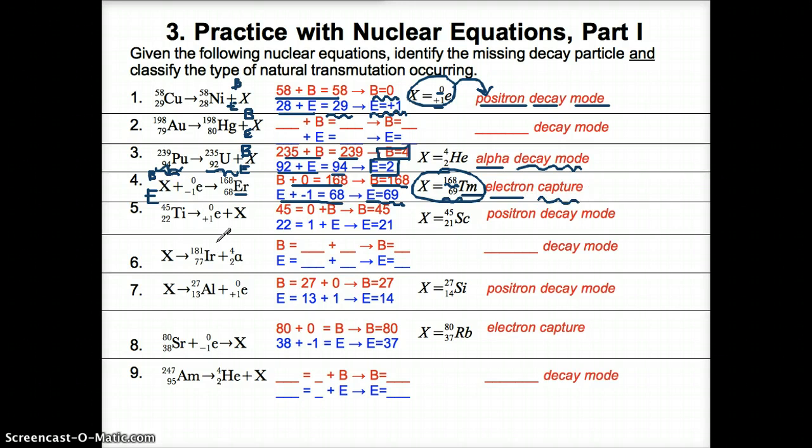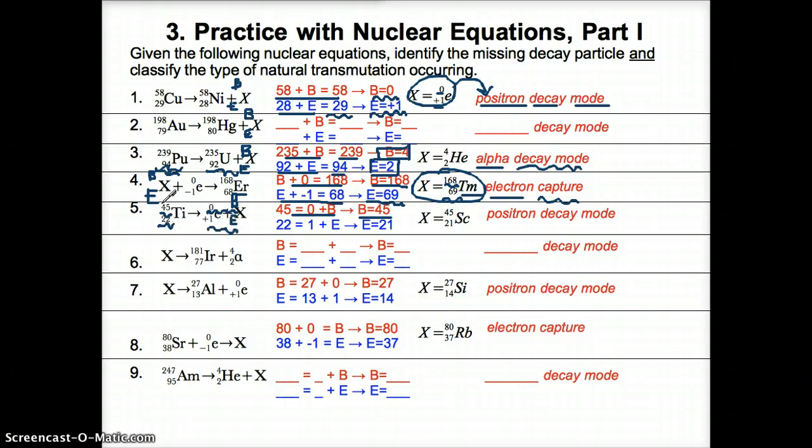Okay, next we have 45,22 Ti decays to produce 0,positive 1 e plus X. So what we have to do here is set the sum of the masses on both sides and the sum of the charges equal on both sides. So the mass of X on the product side here is B, the charge is E. So the sum of the masses on the reactant side, 45 for Ti, must be equal to the sum of the masses on the product side, 0 plus B. If we solve for B, we get that the mass of the unknown particle X is 45, or B is equal to 45. And then we have to also set the sum of the charges equal on both sides.